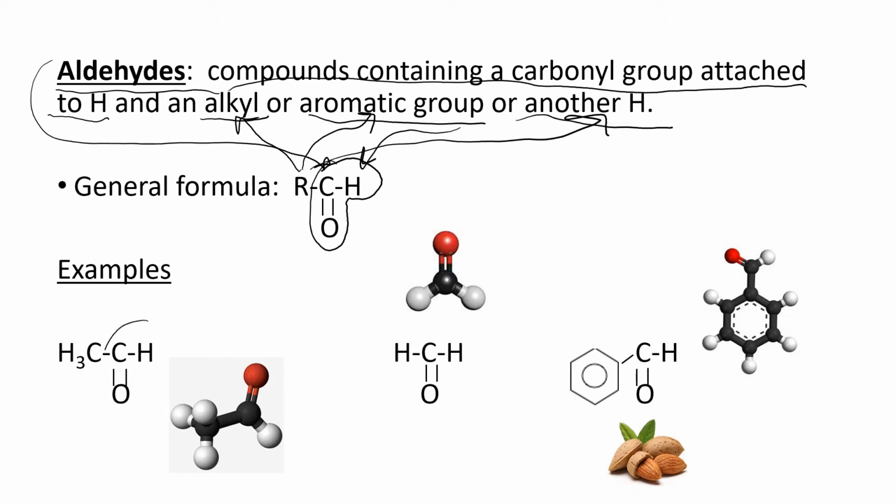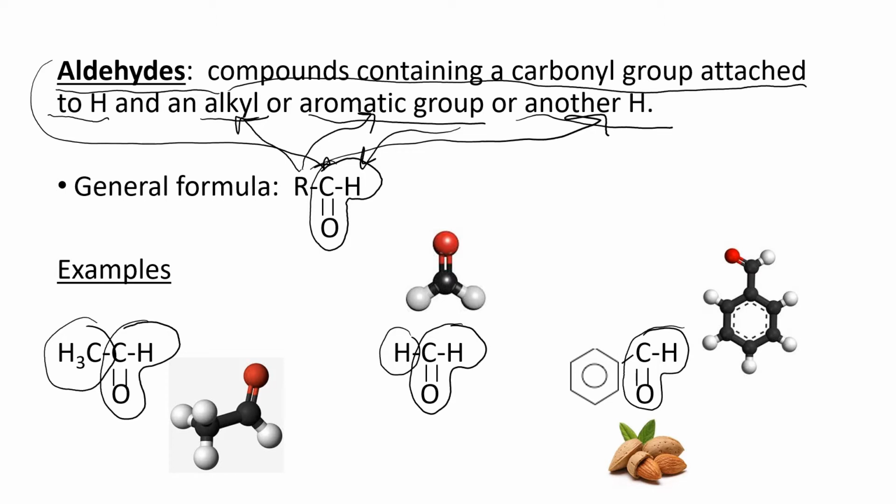So in the first one, here is our functional group for our aldehyde, and this one is attached to an alkyl group. The second one here, we have our aldehyde functional group, and then we have a hydrogen attached to that carbon in the carbonyl. The one at the end, we have our aldehyde functional group, and it's attached to an aromatic compound. The compound at the end here is called benzaldehyde, and this is the smell that's in almonds.